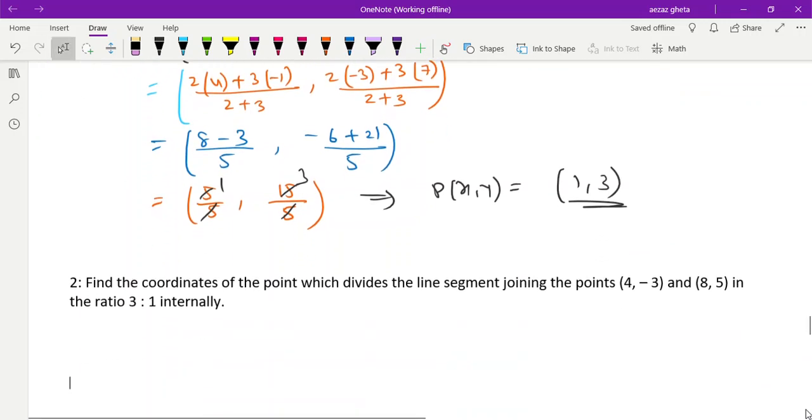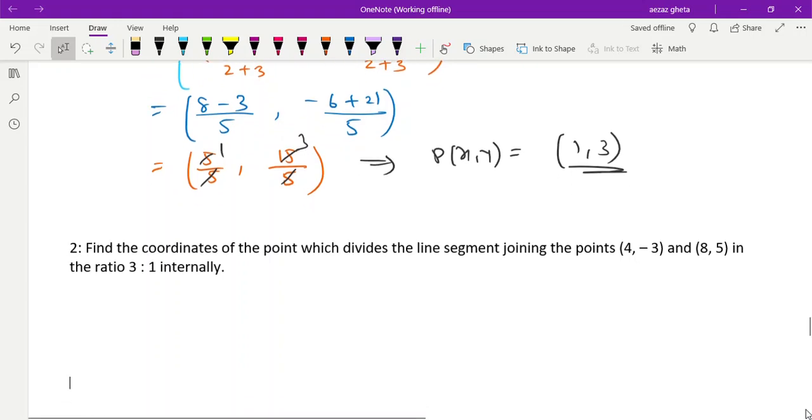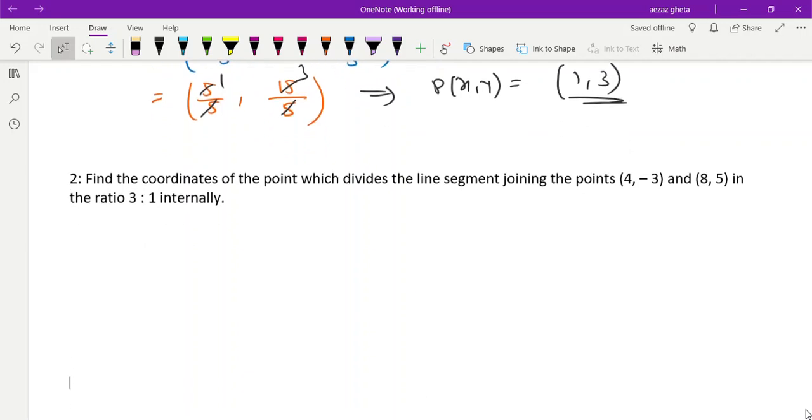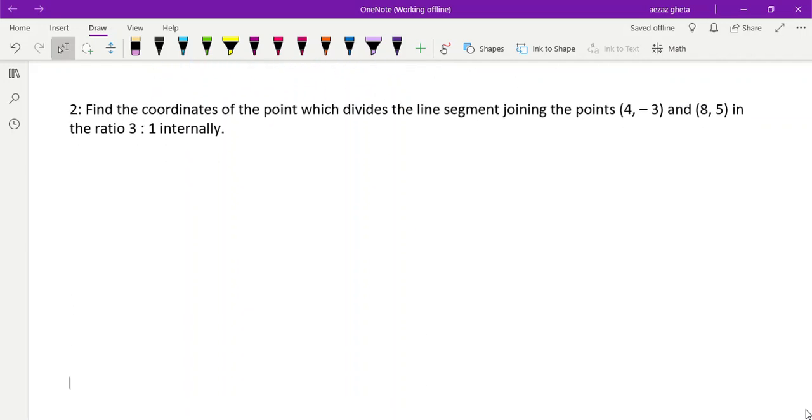This is the second question, in the same way as the above question. Try it once and tell me the answer. Write in the comments whether you got the same answer or not. Let's see whether you got the correct answer or not. Try this one. Pause the video and try till then. I will do it without formula. Okay.